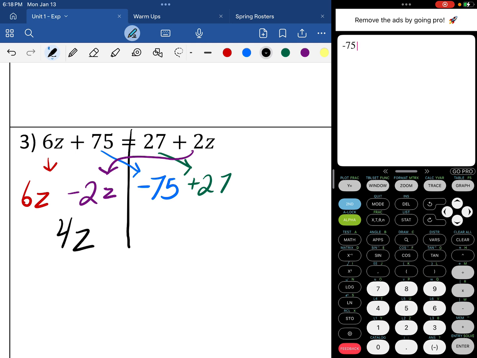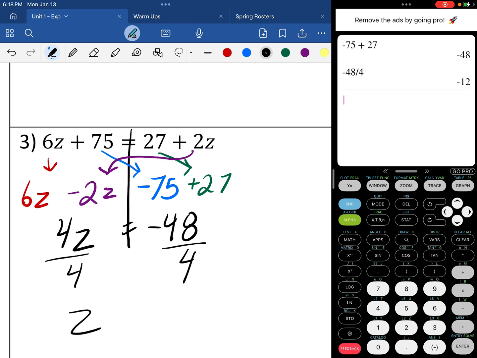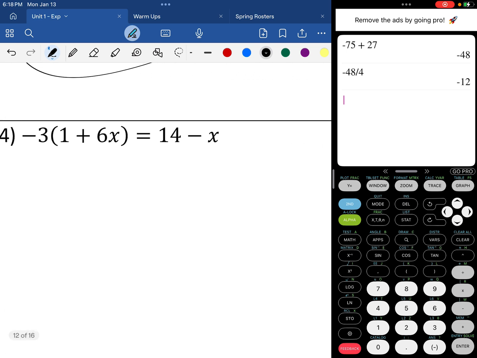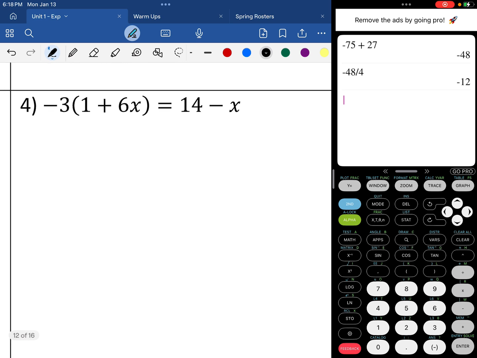Negative 75 plus 27, that is going to be negative 48. Don't forget to bring your equals. Now we're here. We just got to divide. If you don't know how to do that in your head, just plug it in the calculator. Z equals negative 12. Okay, so there's that example for you. Let's go to number 4.